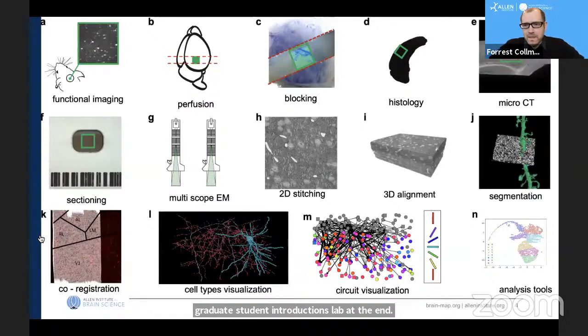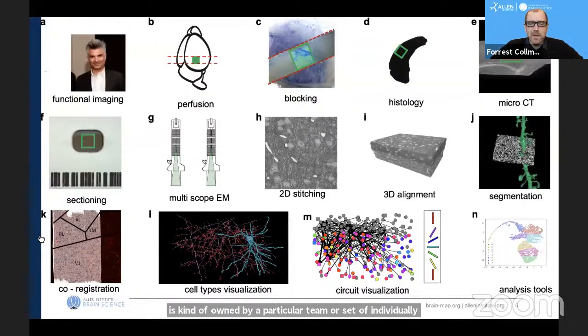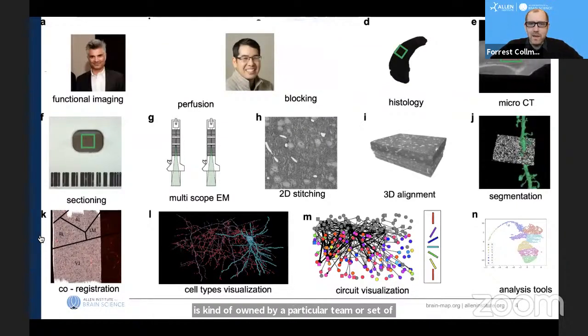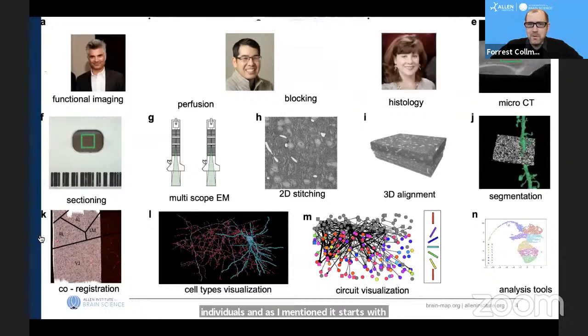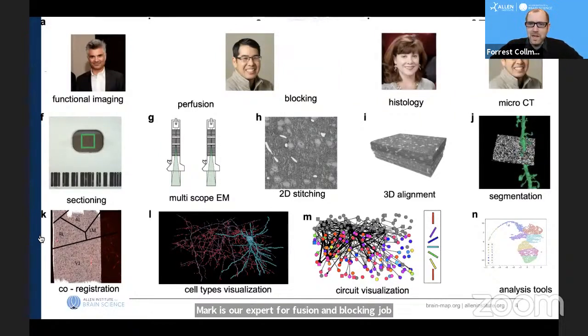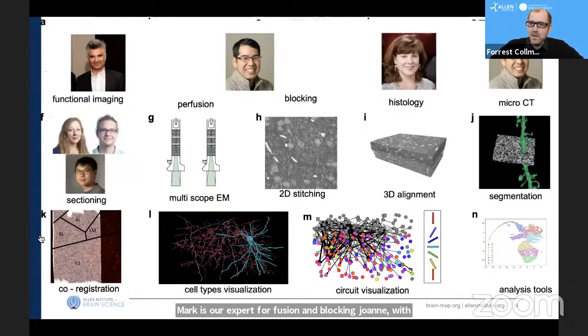Okay, so this pipeline is extremely complex. There are many steps, and this iconograph reflects all these different steps. I'm going to walk through them in detail, but in classic Allen Institute style, this is a pipeline where each step is owned by a particular team or set of individuals. As I mentioned, it starts with functional imaging in Andreas's lab. Mark is our expert at perfusion and blocking. JoAnn does the histology. We also do micro CT. We have a whole sectioning team to work on taking this block of tissue and cutting it up into thousands of individual nanometer scale sections.